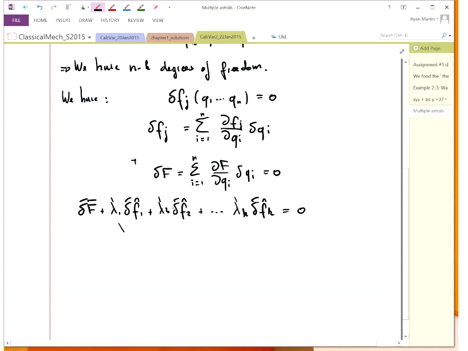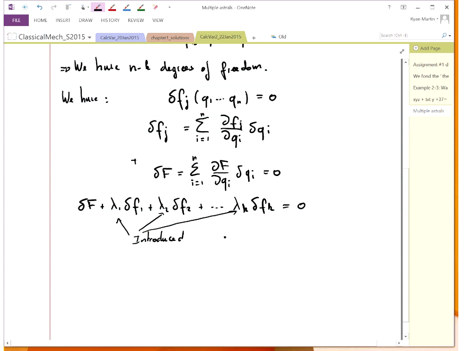So we introduced here k Lagrange multipliers. This linear combination of the delta f's, where the lowercase f's are multiplied by these arbitrary lambda multipliers, since all the deltas are 0, then this equation is true.